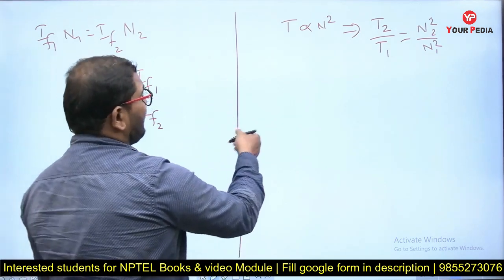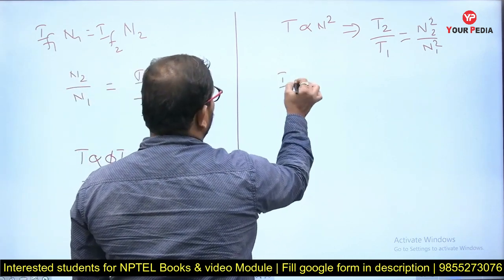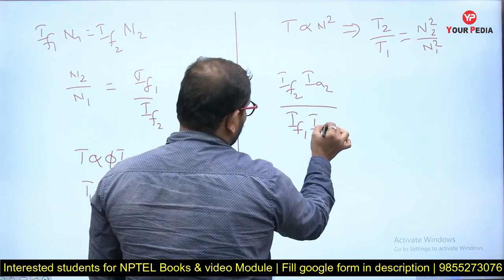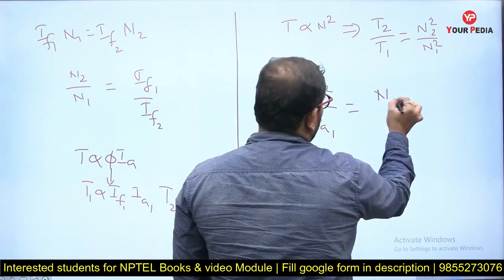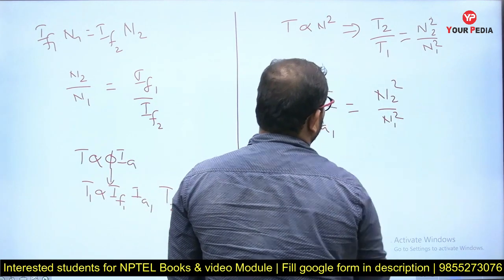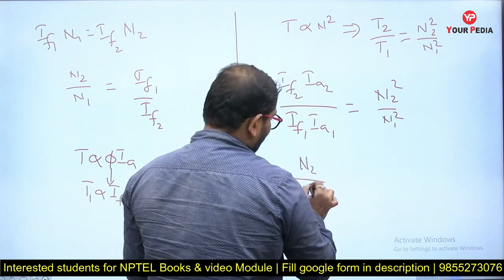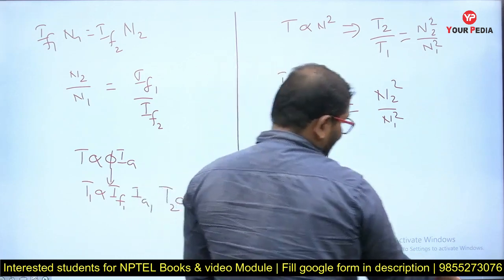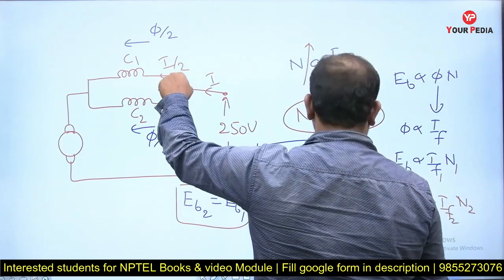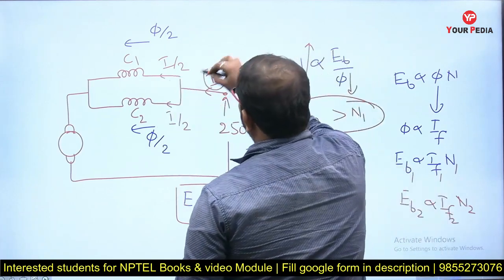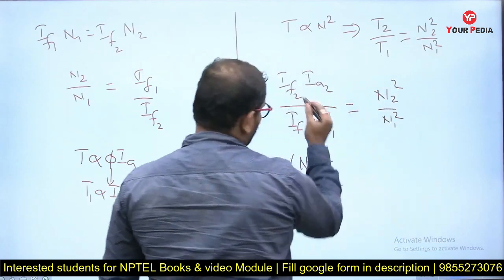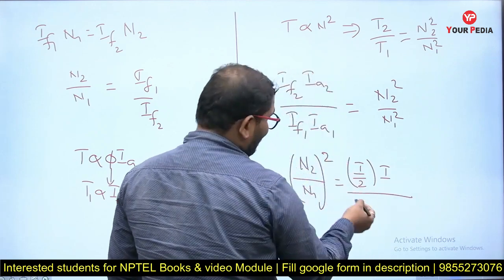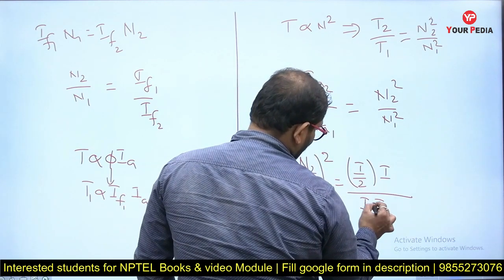Now let's write this one in here. So torque T2 over T1 is If2 into Ia2 divided by If1 into Ia1, which is equal to N2 square by N1 square. So from this, N2 by N1 whole square is equal to how much? If2: what is the value of field current in the second configuration? It is I by 2. What is the armature current? That is I. So in the numerator, this is I by 2 and this is I. What is the second part? This will be I, this is also I.